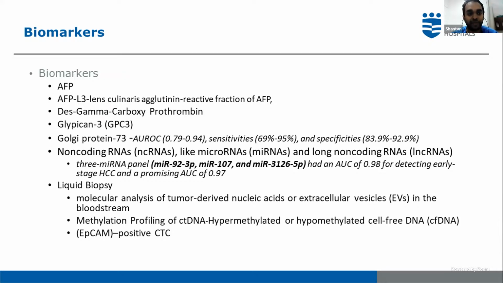There are various other biomarkers which have been studied, like the microRNAs and the long non-coding RNAs. One study showed a 3 miRNA panel with an area under the curve of 0.98. Further studies have to be undertaken before regular usage of microRNA. There are also liquid biopsies which have been done as an investigative approach, such as extracellular vesicles and circulating tumor cells, which have already been studied but still have to be validated.